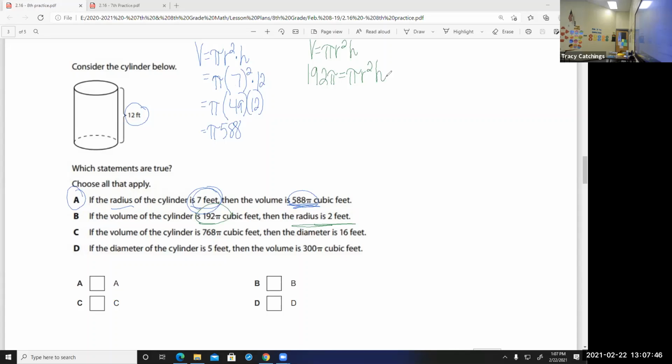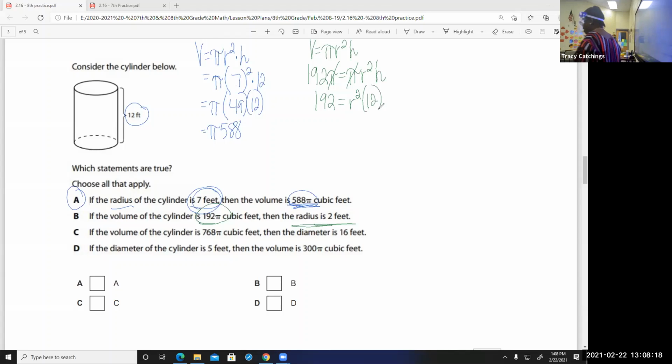What's the same on both sides of the equal sign? I got 192 pi is equal to pi r squared height. What's the same on both sides? 192 pi is equal to pi r squared height. So that means pi is going to cancel out on both sides. So now I have 192 is equal to r squared and the height is 12.